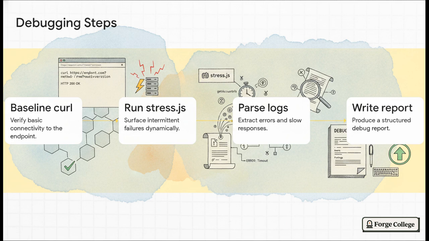Here's the procedural blueprint. First, we always start with a baseline check using a super simple curl command. This just verifies basic connectivity, usually with a lightweight method like getVersion. If you get an HTTP 200, awesome. If you get a 500 or a timeout right out of the gate, well, you already know the problem sits in the transport layer or the node backend. Only after we clear this baseline do we move to step 2, running a custom script called stress.js to surface those sneaky intermittent failures using heavier methods like getAccountInfo. Step 3 is parsing those logs, and step 4 is writing up the report.